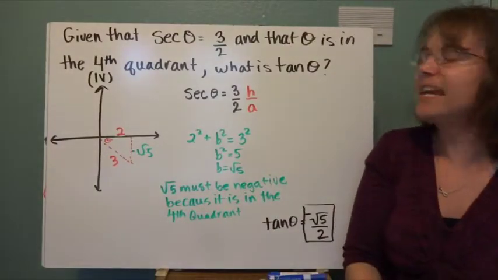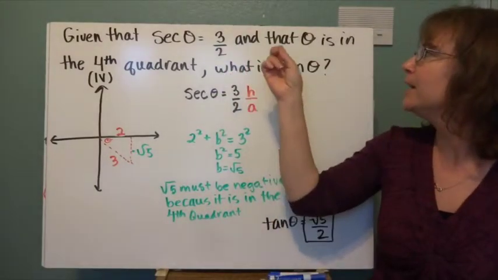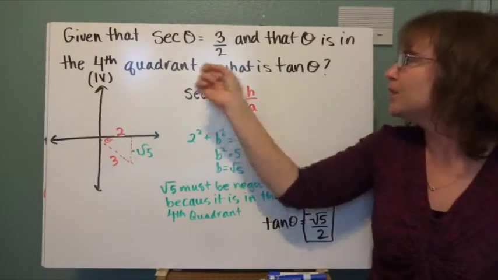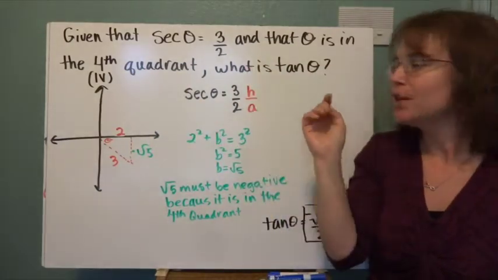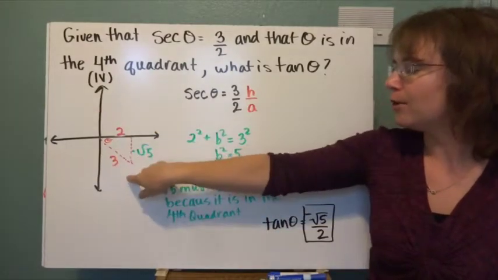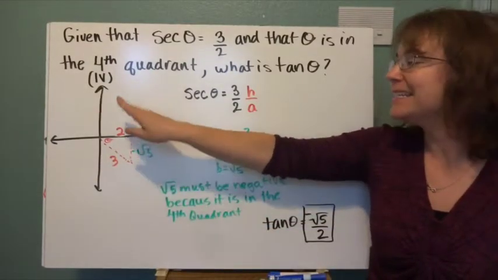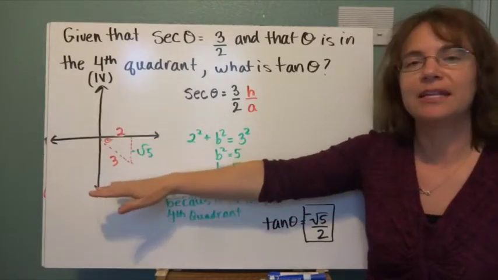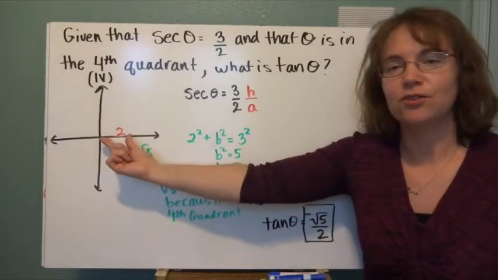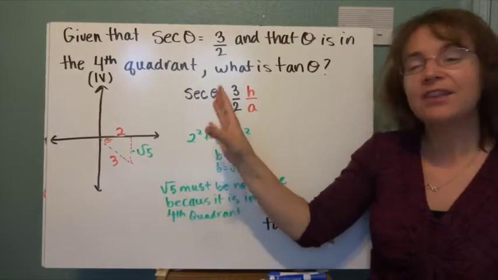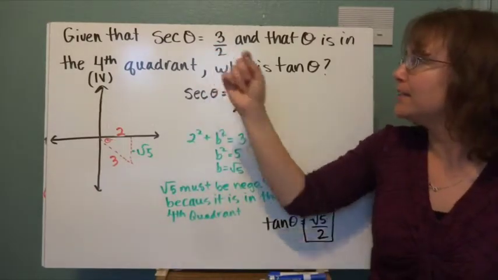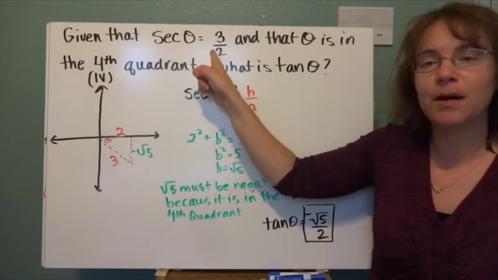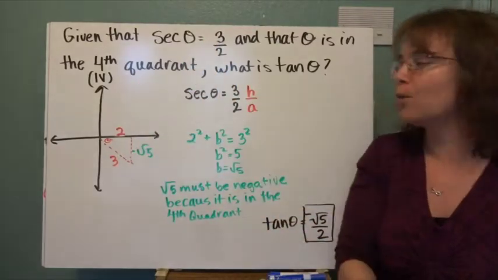Given that secant of theta is equal to 3 over 2, and that theta is in the fourth quadrant, that's going to be important, what is tangent of theta? So in the fourth quadrant, I know that my sine is going to be negative. So all of my y values are going to be negative, and my x values are going to be positive. Now that's important. We need to know where this is at. So even though my secant is positive, I know it's in the fourth quadrant.